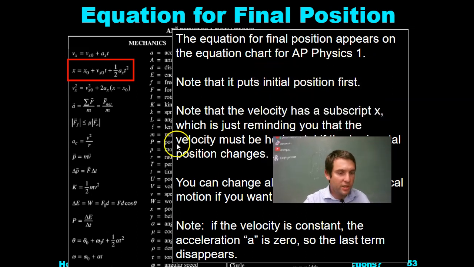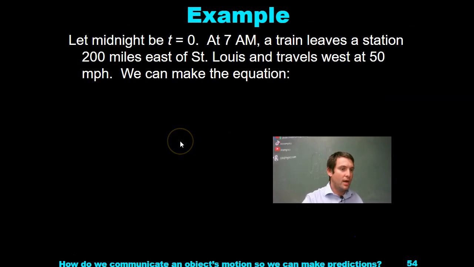What's that? You say you want an example. You got it. Let midnight be t equals 0. At 7 a.m., a train leaves the station 200 miles east of St. Louis and travels west at 50 miles per hour.